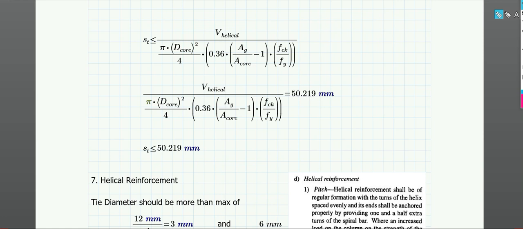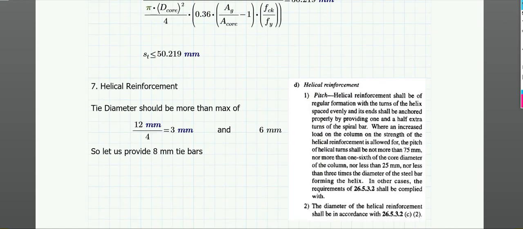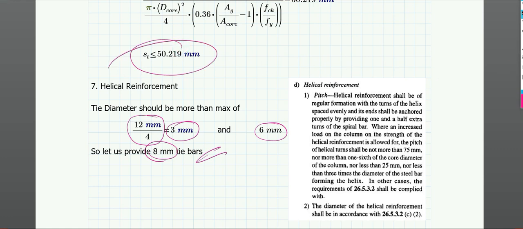Now helical reinforcement, the diameter as well as spacing requirement. So diameter should not be more than 4 times of the maximum diameter of the longitudinal bar that you're using, and 6 mm. So it should not be less than any of this. So we are providing 8 mm bar, so it is okay. Okay, and the spacing we are calculating from this equation, that I think also satisfies this criteria.